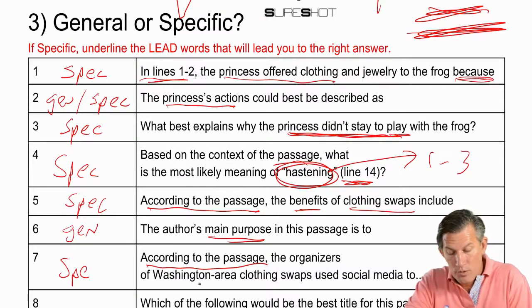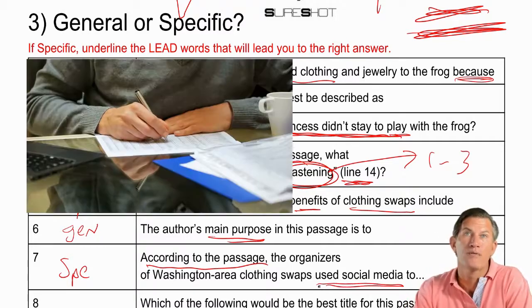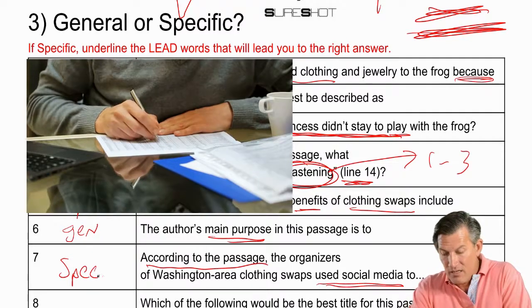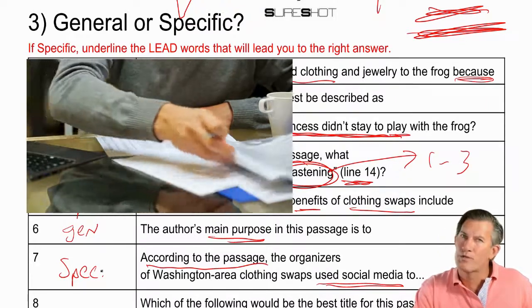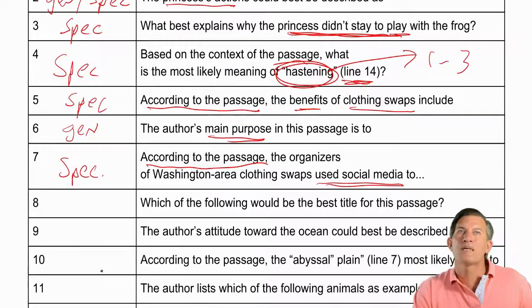Why did the clothing swap, why did they use social media? In order to do what? It's in there. It's in there. You have to search and find it. Do not try to remember it. Why? Because there's too much information. Okay? Which of the following would be the best title?